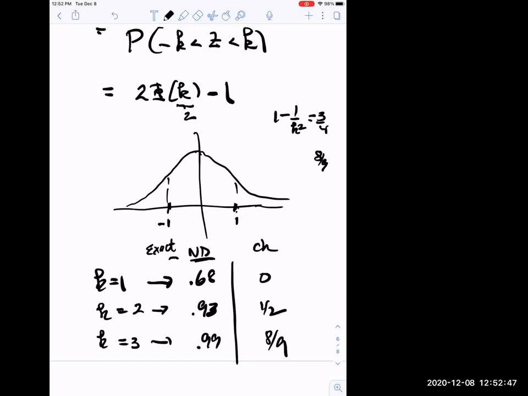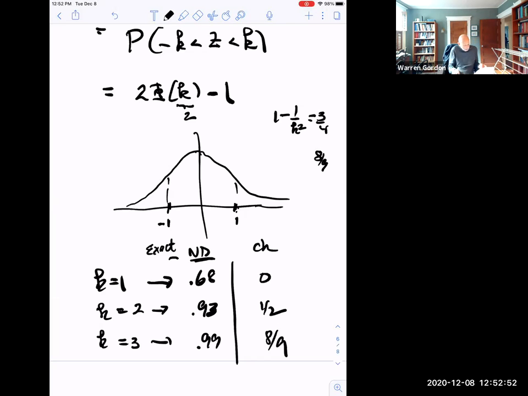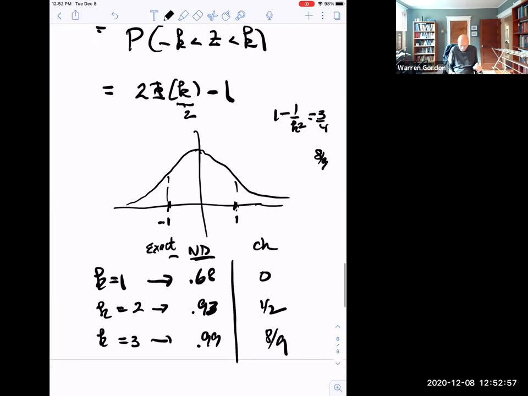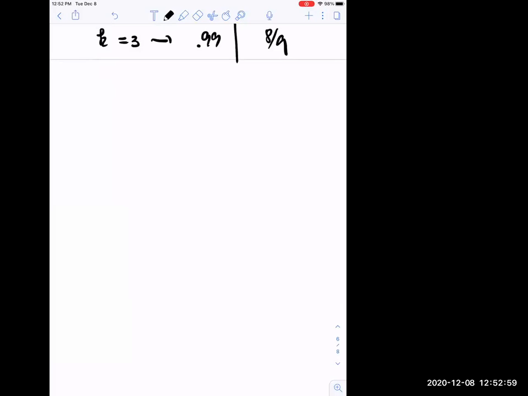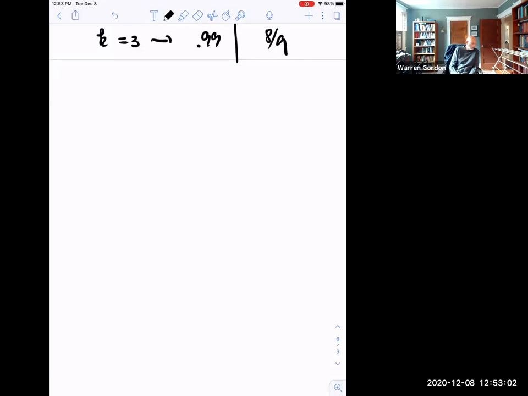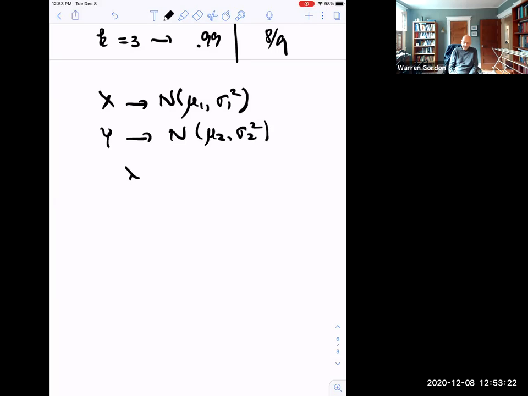I guess it's kind of like a proof. Which one is that? I'm sorry. 13. Okay. This says, suppose x is normal with mu1 and sigma 1 squared, and y is normal with mu2 and sigma 2 squared, and x and y are independent.